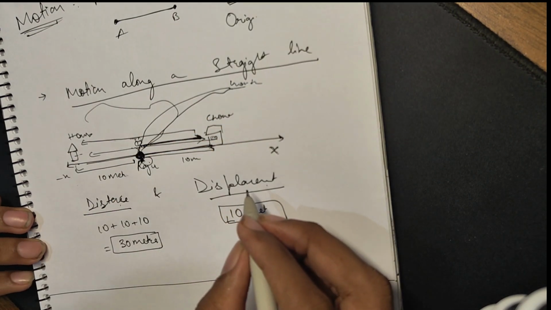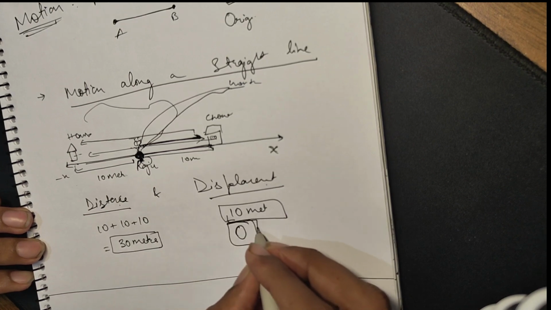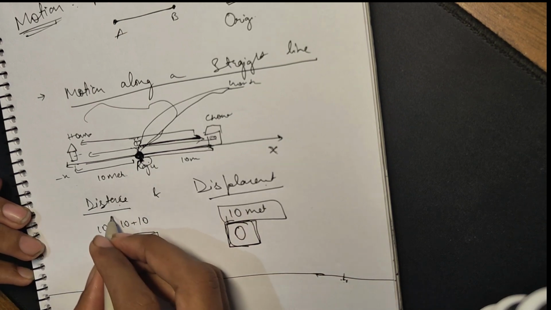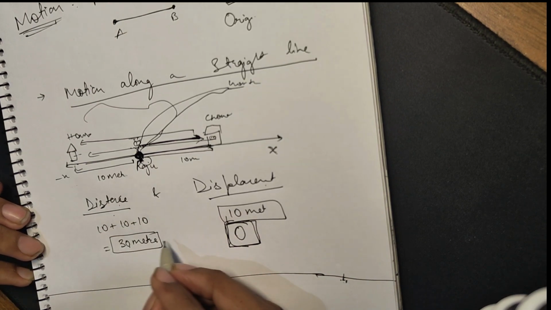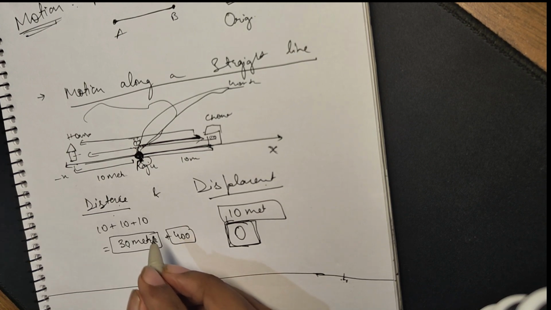So what is his displacement then? His displacement would be 0. It does not matter how much distance you cover, it matters where you are from your starting point. And how much distance would he cover then? 30 meters plus 400 if he walked to Hyderabad. Okay, this is all it is.